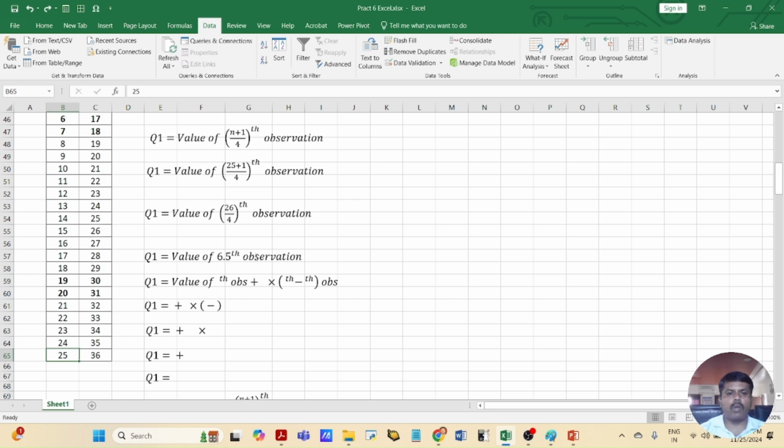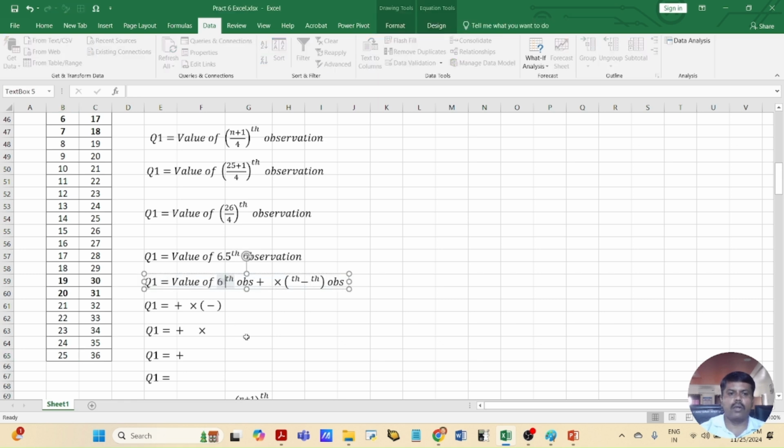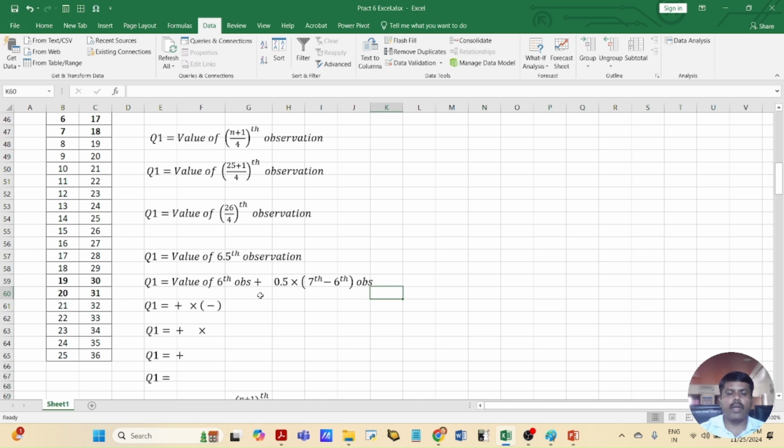Now we have to split this 6.5 into parts, that is value of 6th observation plus that remainder 0.5 into next observation 7th minus current observation 6th. So we split this 6.5 in this way, that is 6, the integral part, plus decimal part 0.5 into next observation 7th minus current observation, that is 6th observation. Now we have to look in the table for 6th observation and 7th observation.